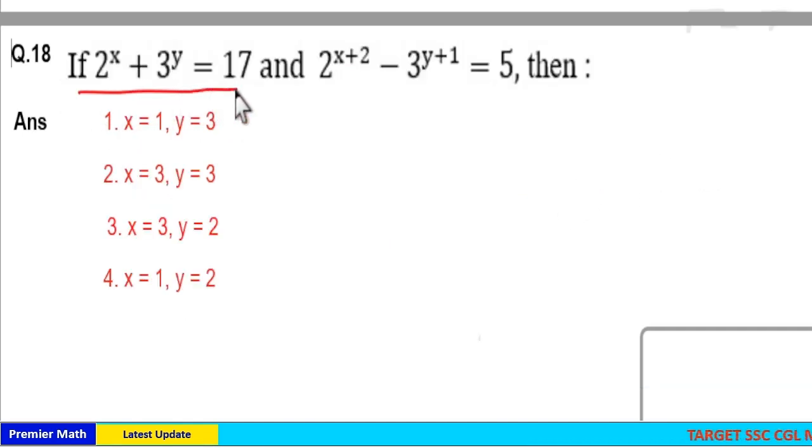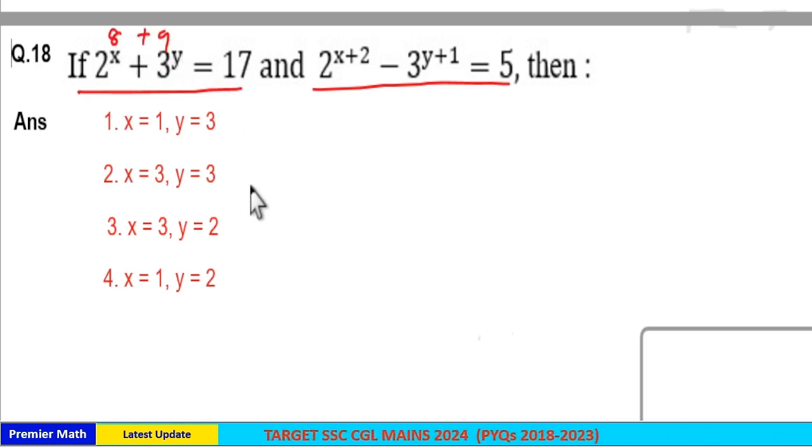If 2 raised to x plus 3 raised to y is 17 and 2 raised to x plus 2 minus 3 raised to y plus 1 is 5, then find the value of x and y. Here 8 plus 9 is 17. So 2 cube plus 3 square is 17. Then x is equal to 3 and y is equal to 2. Now let's check the second one also.